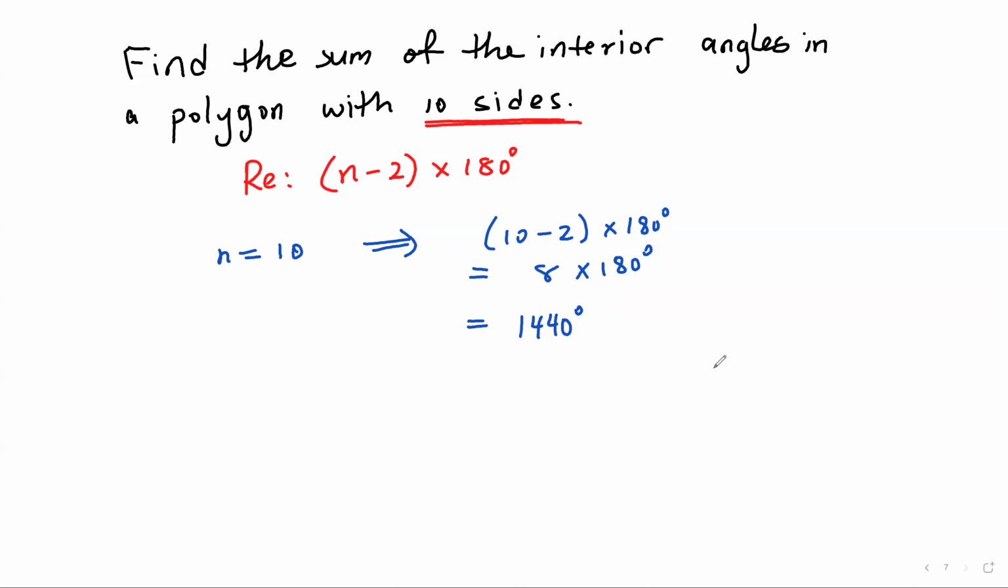So the sum of the interior angles in a polygon with 10 sides will be 1,440 degrees. And if I wanted to find out the size of each angle in the polygon, if it's a regular polygon, it would mean that all 10 angles are equal, right? So if it's a regular polygon and I want to find the measure of each of the angles, I will simply divide 1440 by 10, and that would give me the size or the magnitude of each angle in the polygon.